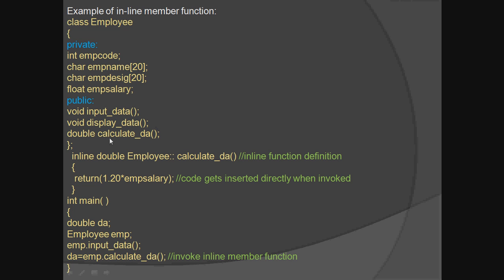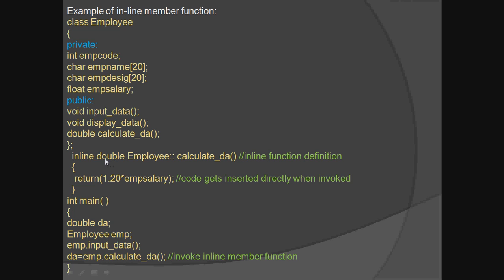Here you can see that the keyword inline is used when this function gets invoked. Here this is a function prototype. These are the member functions, which are the function prototypes. In this case, this is the inline function definition. Now when we use the inline function, you can see that the return type double is also mentioned.